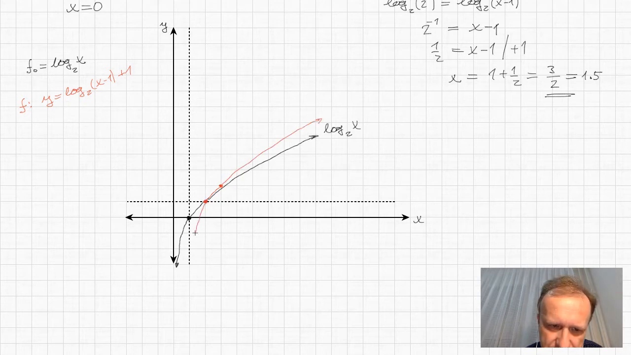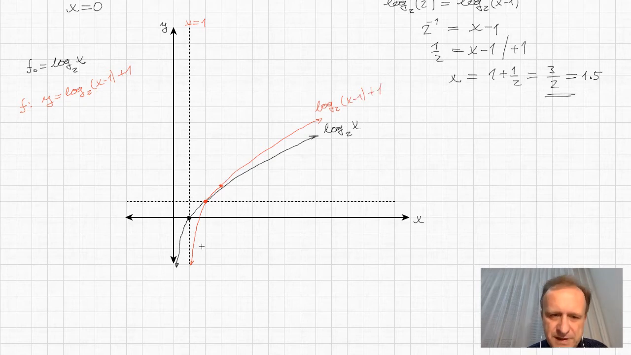and should have this behavior, should approach this line, because this line is the shifted y-axis, which is shifted by 1 unit to the right and 1 unit upwards, and this should be its vertical asymptote. So this line which has the equation x equals 1 is the vertical asymptote of this function. So this function here is the logarithm in base 2 of x minus 1 plus 1, like this. So you see it's strictly increasing.